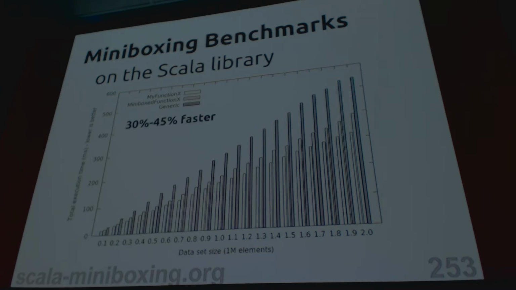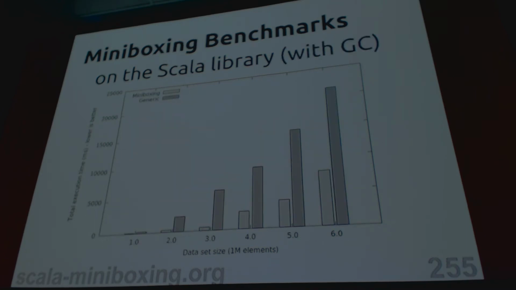So we get 30% to 45% speedup on a non-contiguous data structure. Of course, if you went on the website, you've seen the array buffer, which is contiguous. It can get 10x speedups. But even a linked list can get huge speedups when GC actually comes into play.